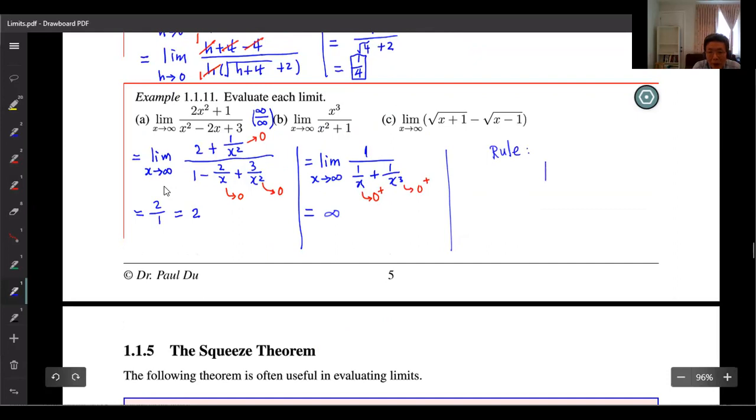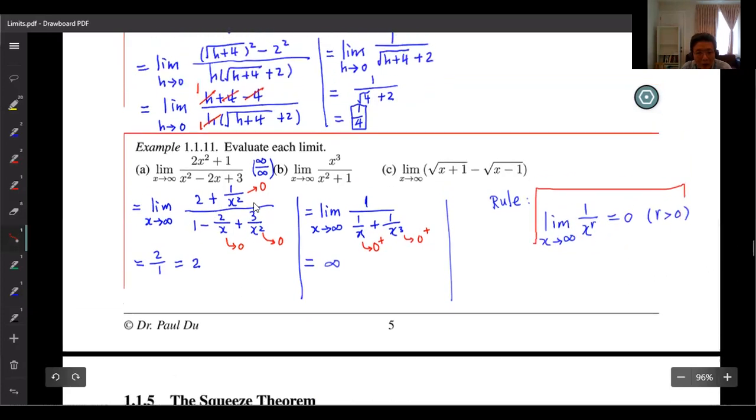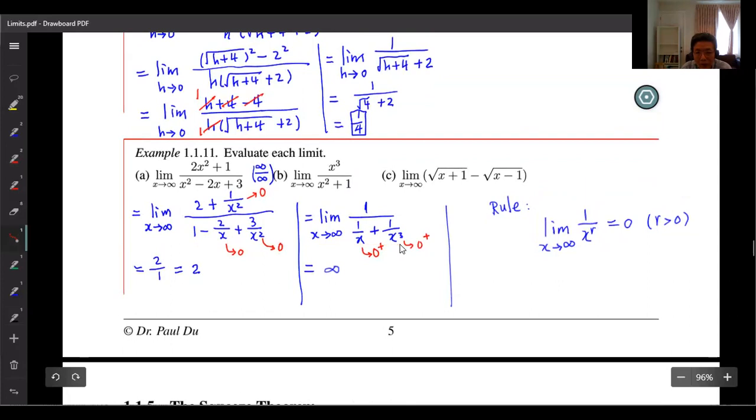So it's this one. When you take a limit of 1 over x to the power r, if x approaches infinity, this always approaches 0, if r is positive. Let's say x to the first power, second power, or even half power. Because the denominator just gets bigger and bigger, the whole thing approaches 0. This rule is very useful. You can see here we use this rule.